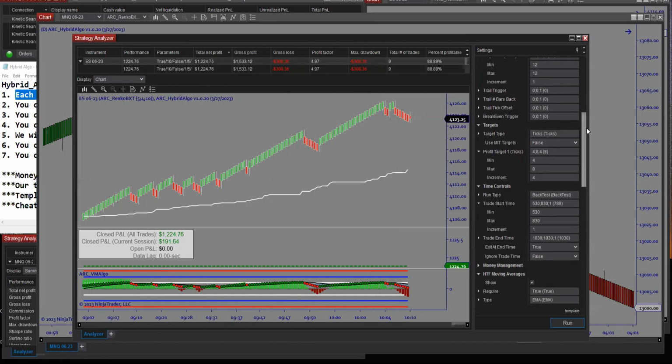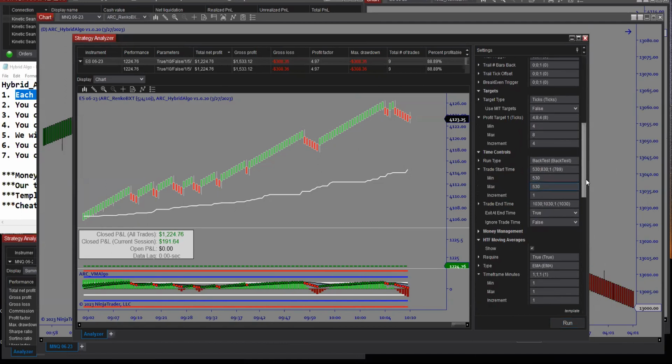So you'll also see here that I made a mistake in the optimization. You see this? This was a mistake on my part right here. That should have been set to 530. So that's why I had so many iterations. Human error, right? A lot of parameters going through the test.